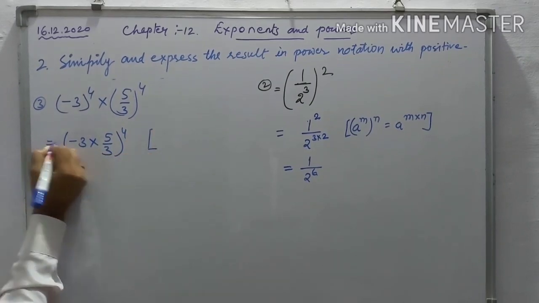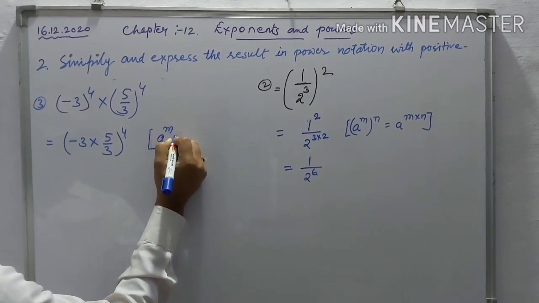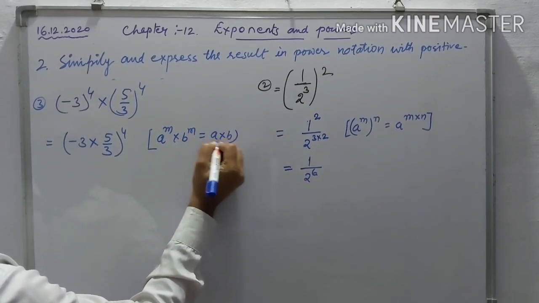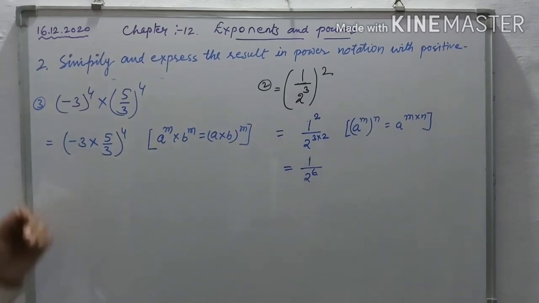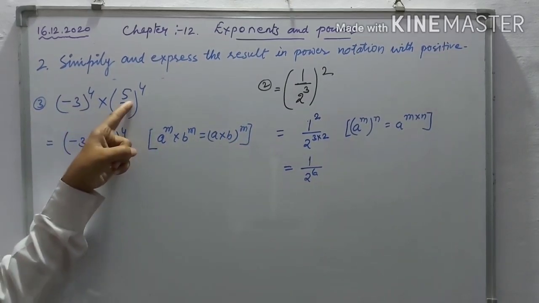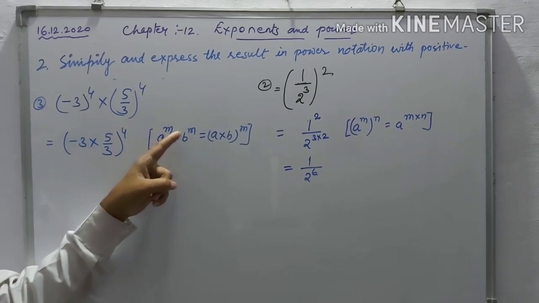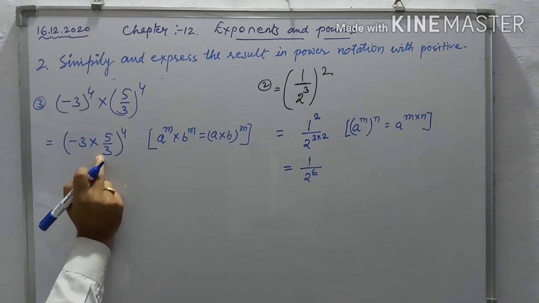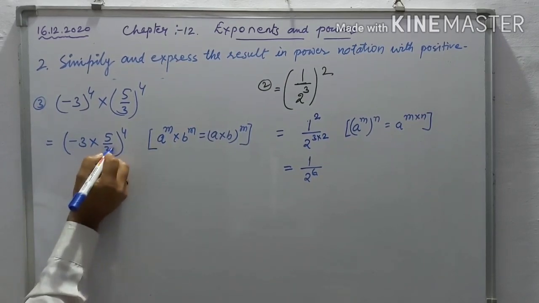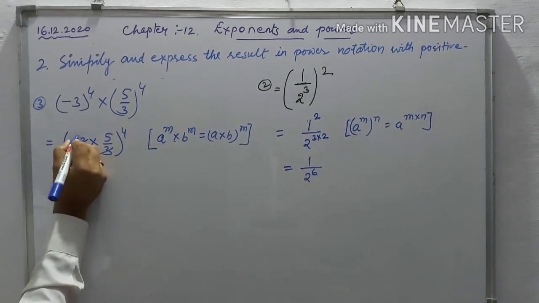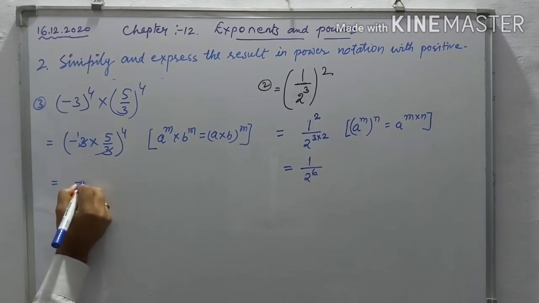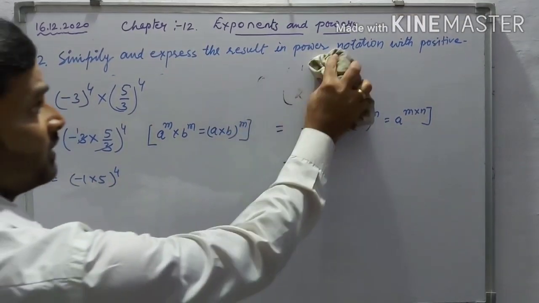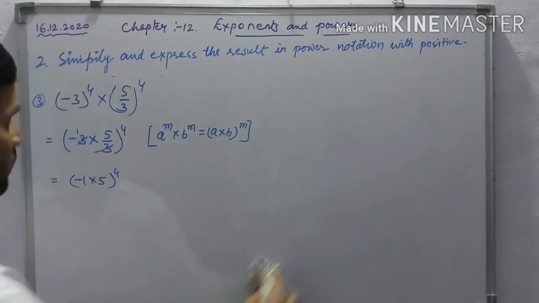You write a^m into b^m is equal to (a into b)^m. Why? Because here the values of a and b are different, but the power m is the same. That power is 4. So you write the power one time, and the quantities are multiplied in the bracket. Now 3 and 3 cancel, and the value is (−1 into 5) power of 4.